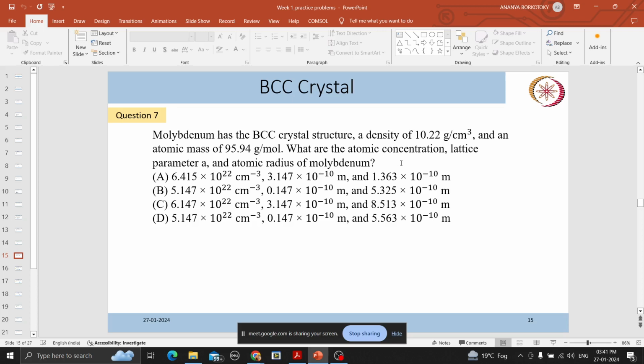What is the lattice parameter or lattice constant A? And what is the atomic radius of this material or this atom? So try to solve it in parts, since it has 3 parts, and you can try first and then I will give the answer.